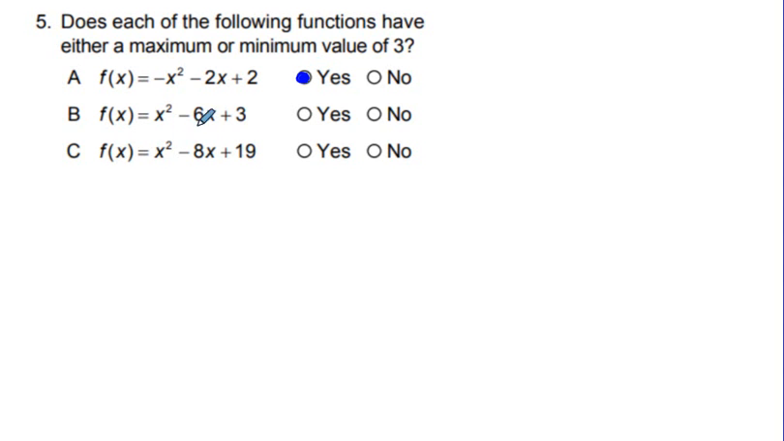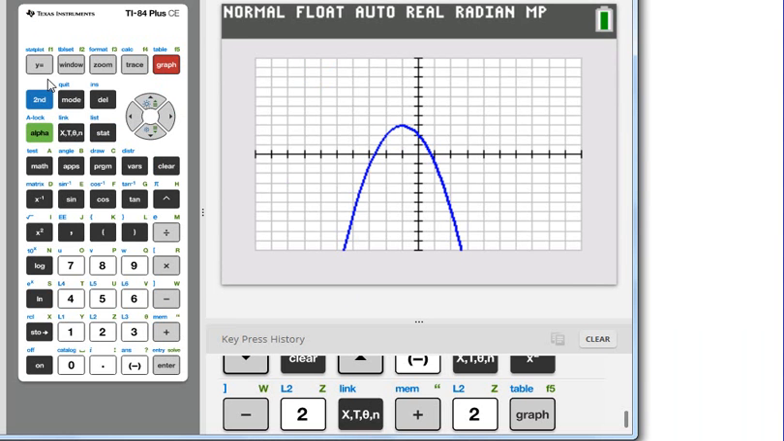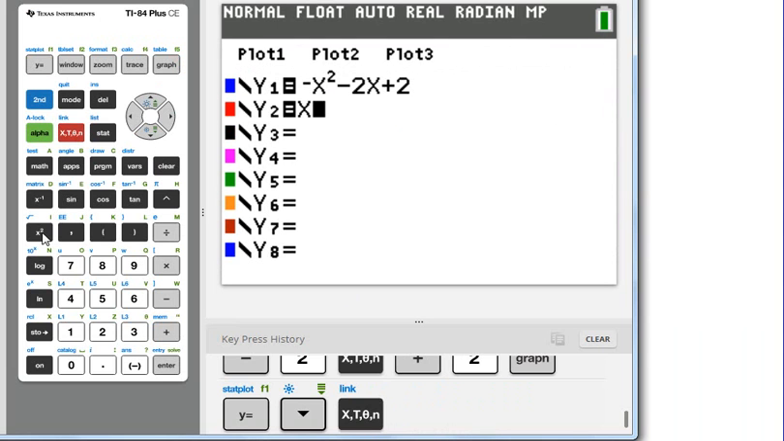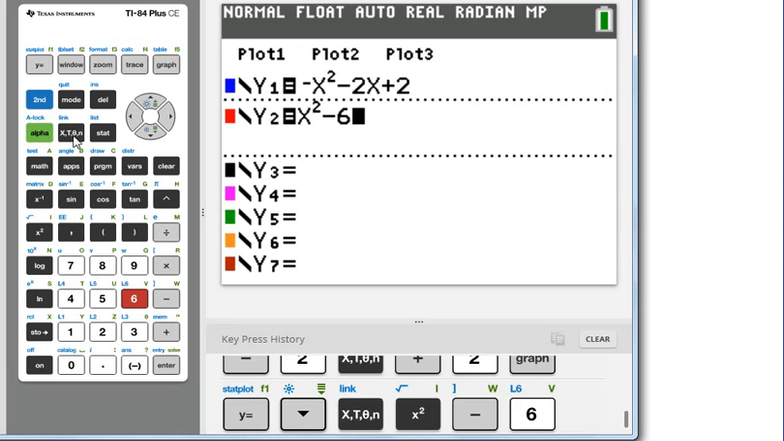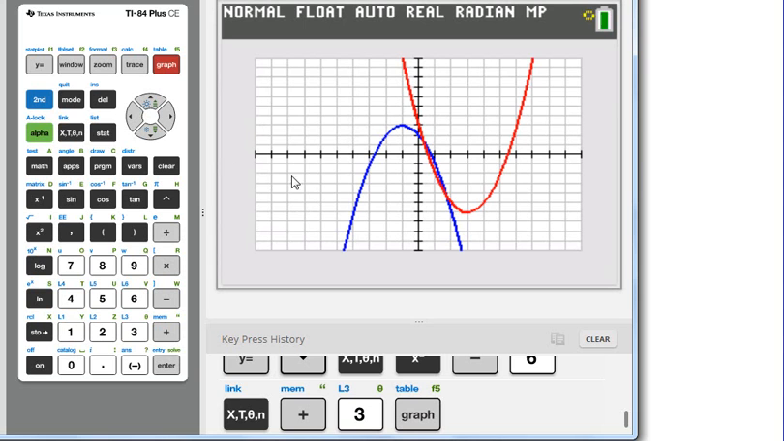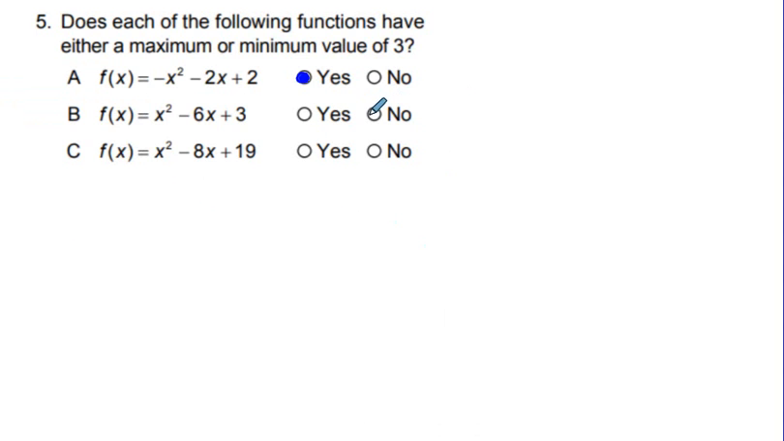Okay, the next we're going to enter is x squared minus 6x plus 3. Graph. No, we do not have, our vertex is going to be here at negative 6, y equals negative 6. So the answer to part B is no.